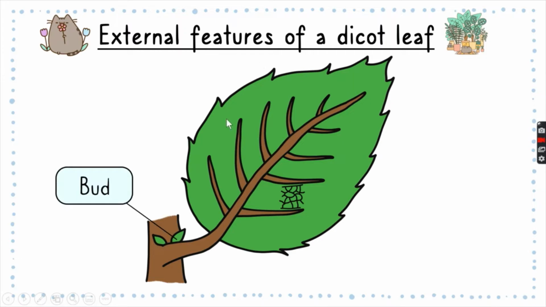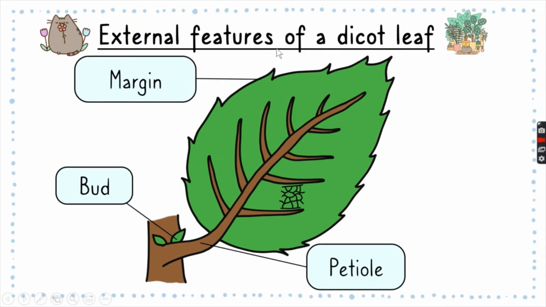So here we have the leaf, right here, and right at the edge of the leaf you can find a bud, which is a mini baby leaf that is about to grow. And the thing right here that holds the leaf upright, like literally holding it up, is called the petiole. Then right here you can see the edges of the leaf, yeah? These edges are what we call the margin.